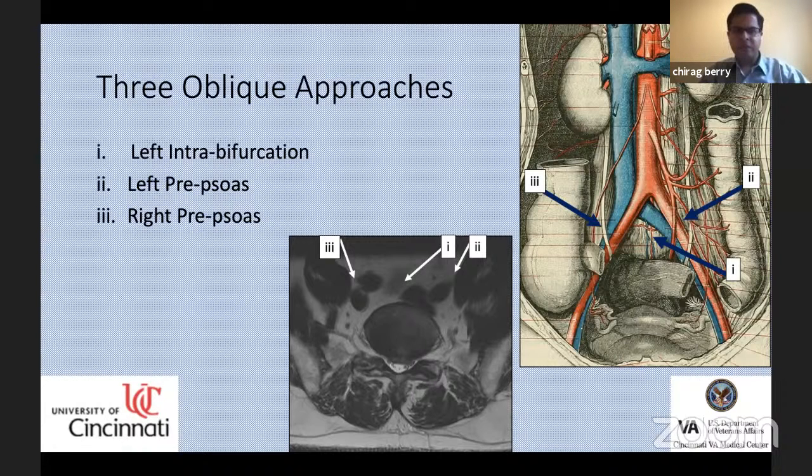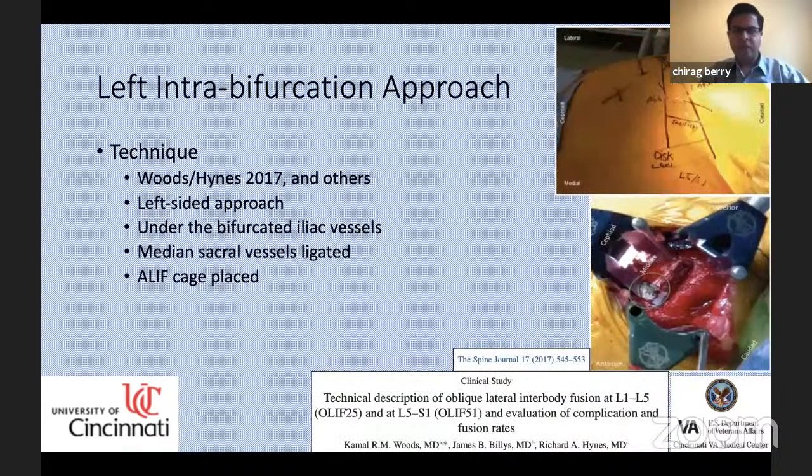The left intra-bifurcation approach has been commonly described, most prominently by Dr. Woods and Dr. Hines in this paper from the Spine Journal in 2017. So this is the patient placed in a right lateral decubitus position with the left side up. You have to trace your S1 end plate anteriorly and also trace a horizontal line starting from the top of the S1 end plate, and then create an oblique incision parallel to your iliac crest here. You have to reach inferior enough so you can reach the L5S1 plane.